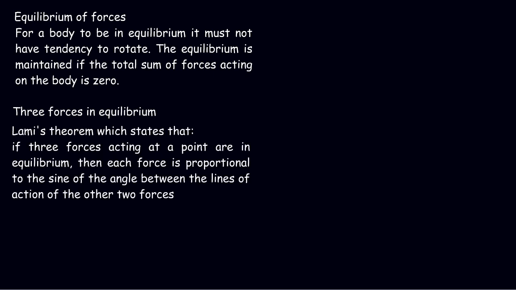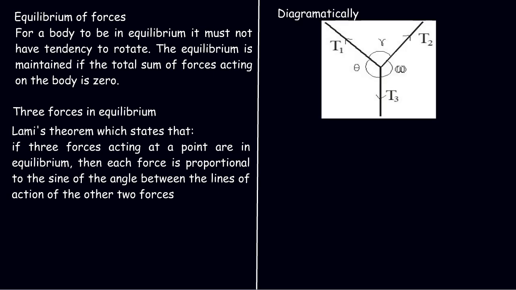Now Lami's theorem states that if three forces acting at a point are in equilibrium, then each force is proportional to the sine of the angle between the lines of action of the two other forces. This is being shown diagrammatically on your screen. When we have three forces with these angles between them, Lami's theorem simply states that T1 over sine omega will be equal to T2 over sine theta, which will be equal to T3 over sine gamma.